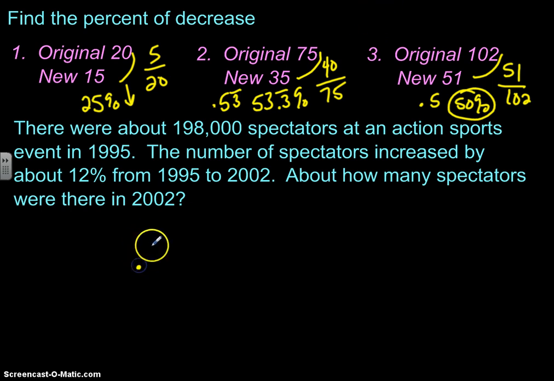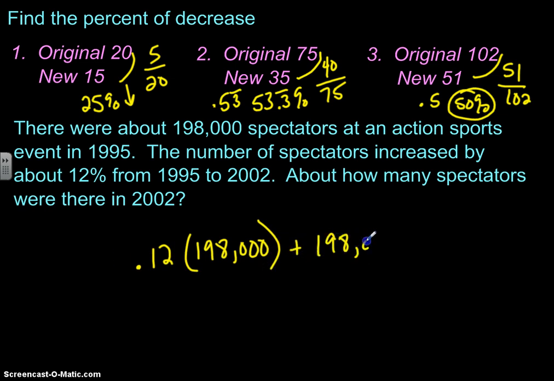Okay, I'm going to find 12% of 198,000 by multiplying. Then I'm going to add it to 198,000. That's going to give me my new amount, okay? So let's see the increase. 198,000 times 0.12. That's going to give me 23,760 people increase.